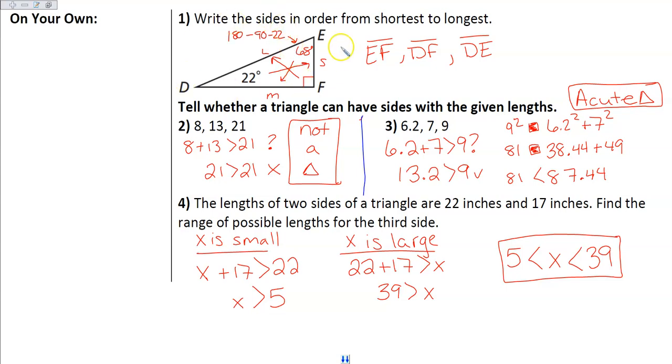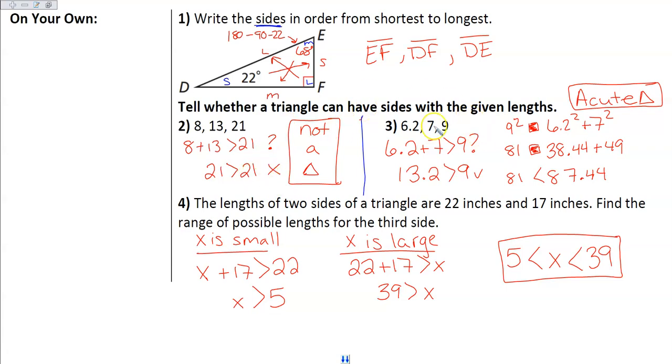All right, pause your video, go ahead, work these out, and then press play when you're ready. All right, so go ahead and check your work. Number 1, make sure you're paying attention to the fact that we're asking you for sides. So you need to just subtract 90 and 22 from 180 to get that this angle is 68. So this is our largest angle, our smallest angle, and our medium size angle. So the mediums are going to be across from each other.